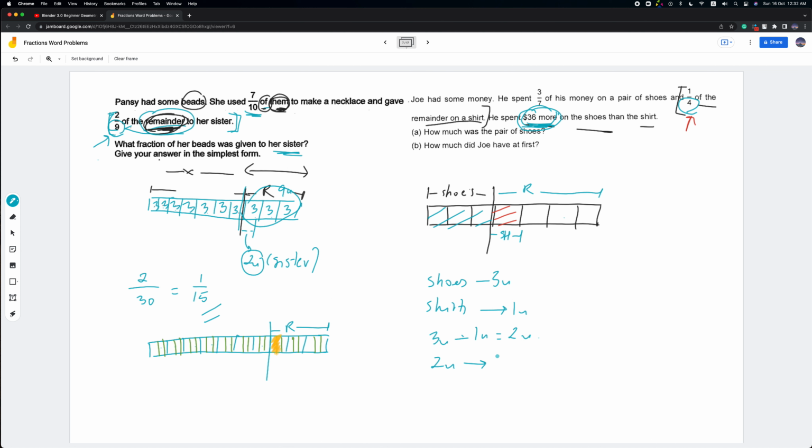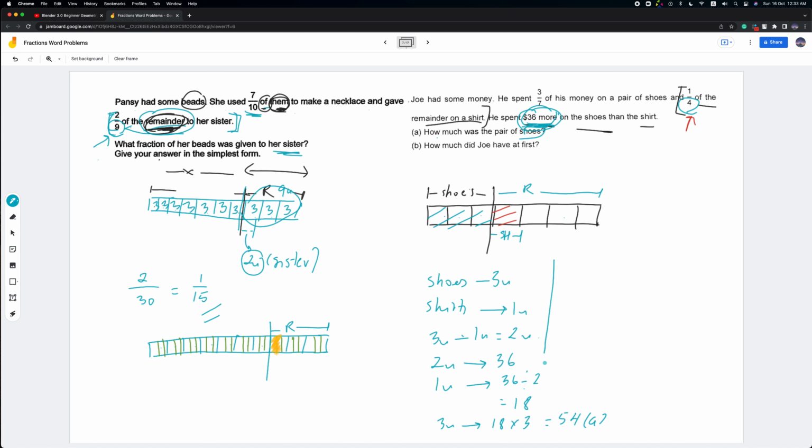Okay, so we have some form of an equation here, and we always do find 1 unit. Okay, so it's 36 divided by 2, which gives us 18. So once we get 1 unit, everything is simple. Alright, how much was the pair of shoes? The pair of shoes is 3 units. So we find 3 units. That is 18 times 3. Alright, 54. Okay, so this is the answer for A.